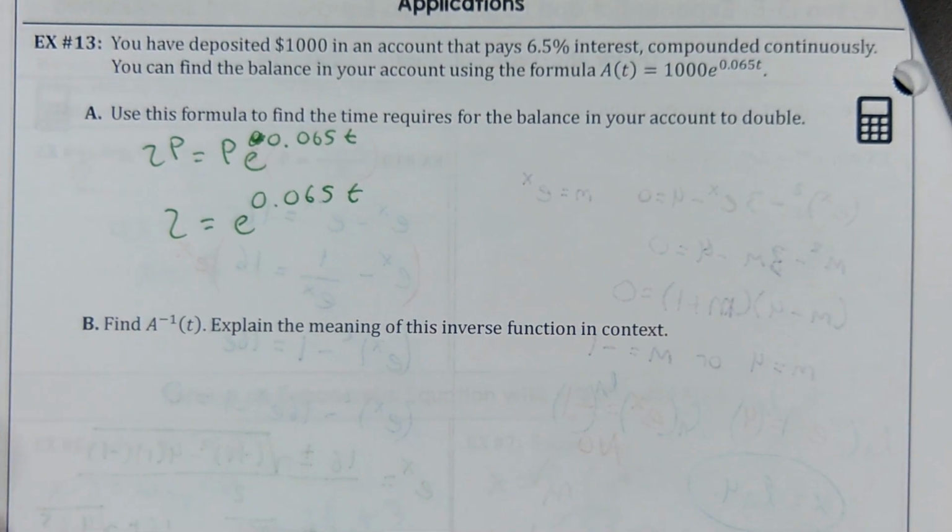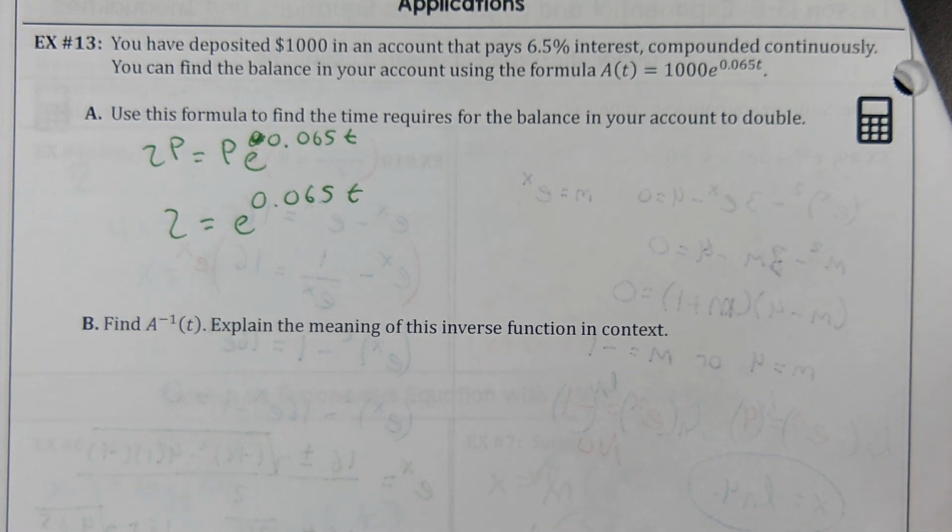So it actually doesn't matter how much we started with in the account if all we're trying to do is solve for a time of doubling or tripling or something like that. What you started with doesn't matter. It's going to take the same amount of time to double as if you'd started with $1, if you'd started with $1 million. Doesn't matter. Same time to double. Let's get t by itself by hand.